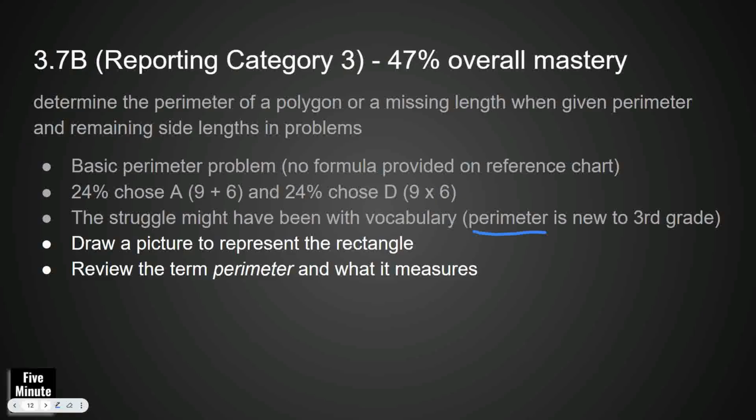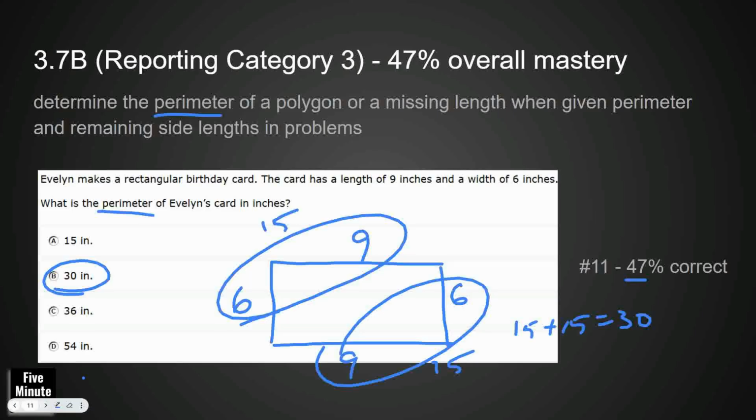Now, 24% chose A, and 24% chose B. So let's look at what we have here. And you should see that you can get these easily. This is 9 plus 6. This is 9 times 6. So that makes sense. And if you get the 48 that those two combine with the 47 right there, you have like 95% of your students did something constructive with 9 and 6, right? And so that makes sense.